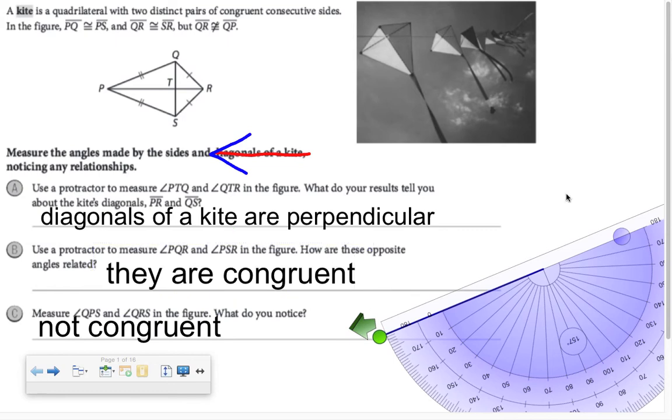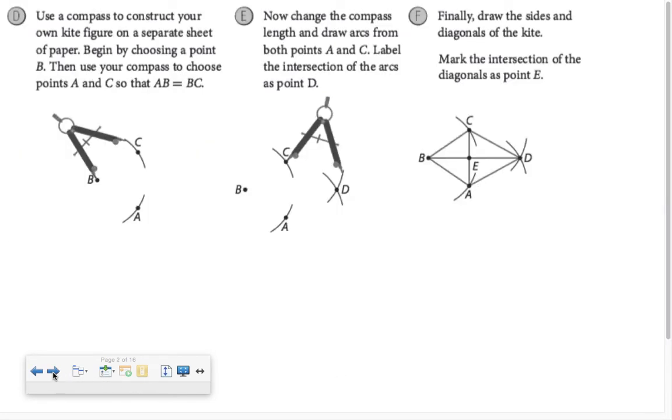Okay, so we want to make sure that we can distinguish between, in a kite, which angles are going to be congruent and which ones are not. So what I'd like you to notice is that the angles that are congruent are the angles formed by the non-congruent sides, whereas the angles that are not congruent are formed by the congruent sides. So let's see how they address that.